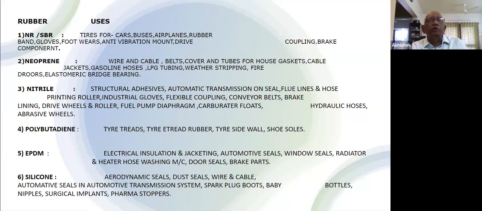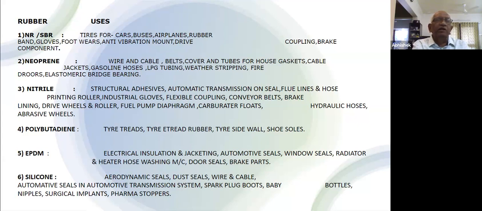The next rubber is neoprene. Neoprene is nothing but polychloroprene. You can use it in wire and cable, belts, covers, tubes for hose, gaskets. Then the LPG tubing, that means what we use in our gas today for connecting the gas meter, is the LPG tubing. There it is purely made of neoprene, because it is self-extinguishing. Even if it catches fire, it immediately goes off. Therefore, it can be used in LPG tubing. Then certain fire doors, and in certain bridge bearings also it is used.